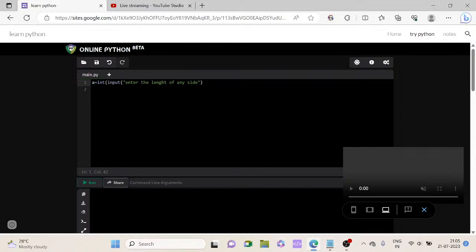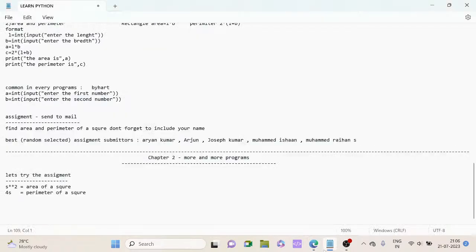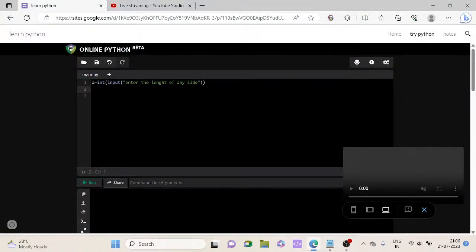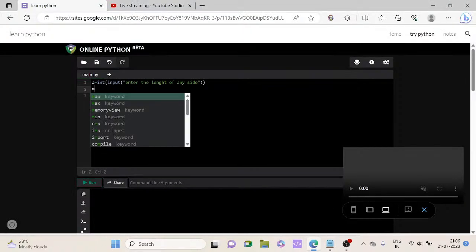Yesterday, out of 980 students, 100 students got the wrong answers because they didn't think. You need to think well. Now the next thing: area we have done. Next, the second variable. For area and perimeter of a square, we did not need any second variable. That's the main mistake there.